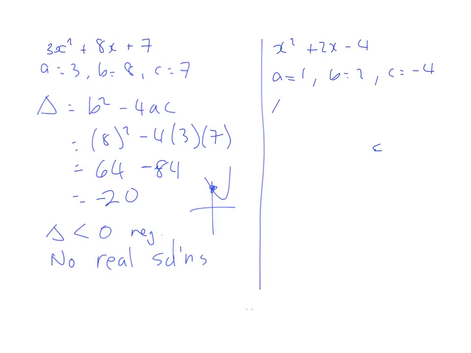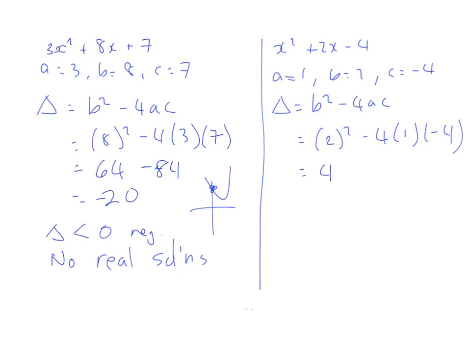So if I put them together in our b squared minus 4ac, that's going to equal 2 squared minus 4 times 1 times minus 4. Now this is where people make the mistake, with this minus and a minus. This is why I tend to do it in brackets, so I know that I've got to times all of these.